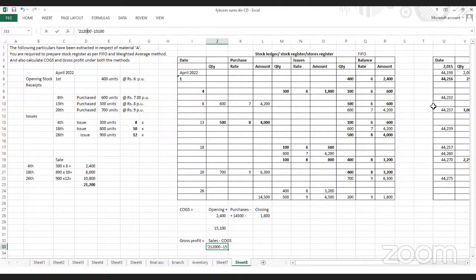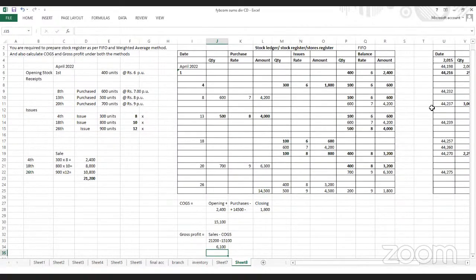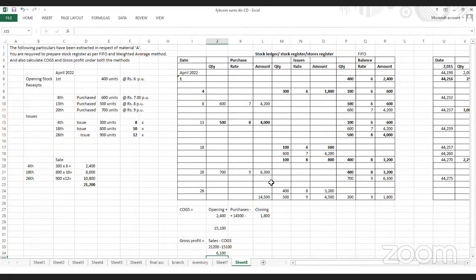21,200 minus 15,100. So GP is 6,100. Okay, students. So these calculations you will have to do for FIFO as well as weighted average. Yes.